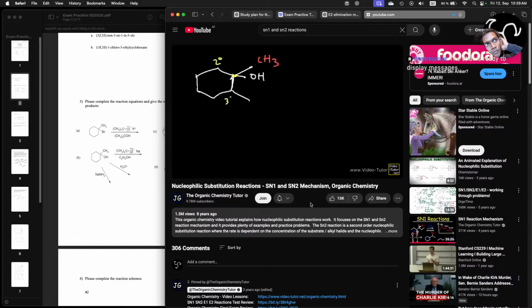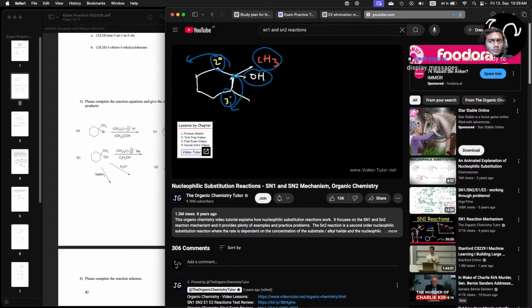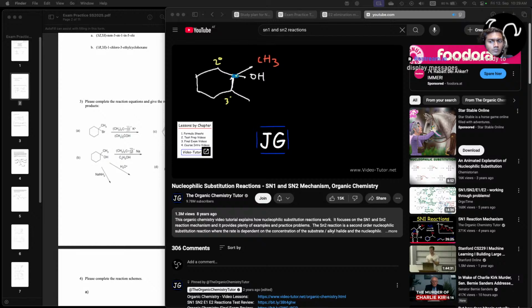So this carbon, the chiral carbon, has 1, 2, and the left side is different from the right side because these two carbon atoms are different. So it has 4 different groups. So the carbon atom is chiral, which means that the product consists of 2 stereoisomers. The OH can be in the front, or it can be in the back.